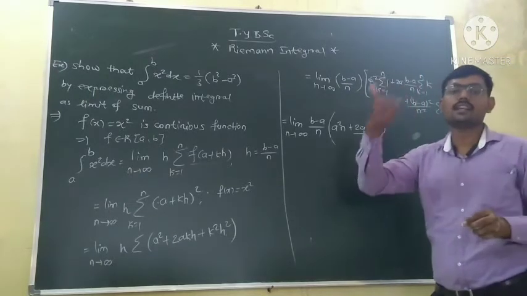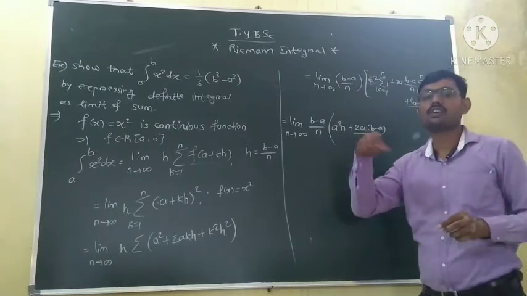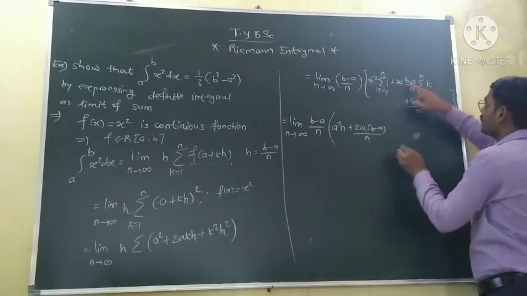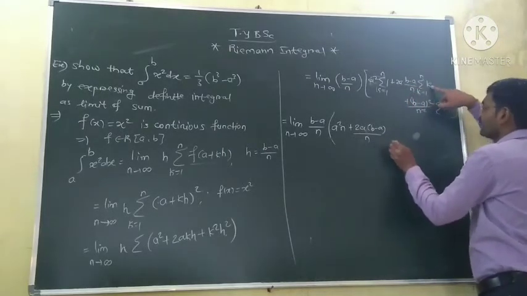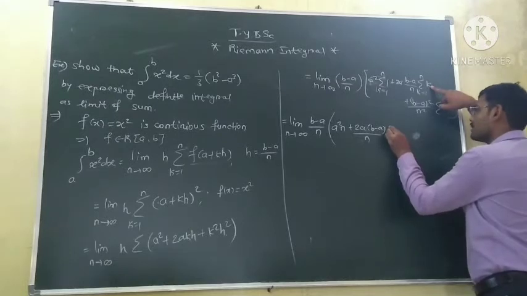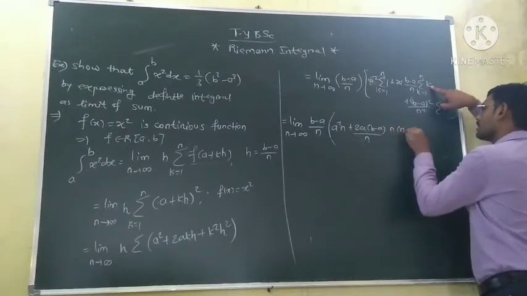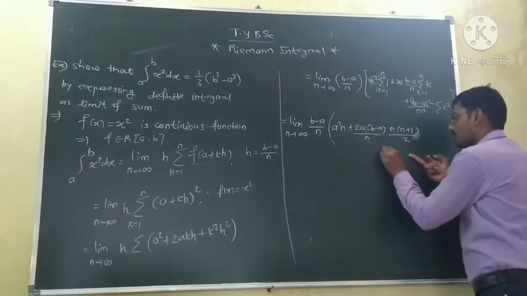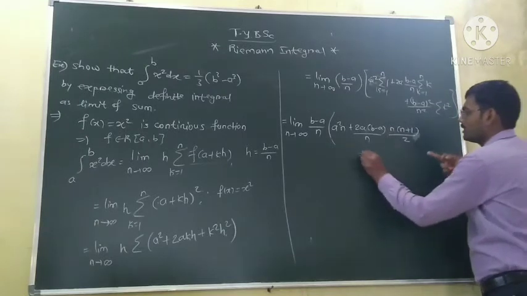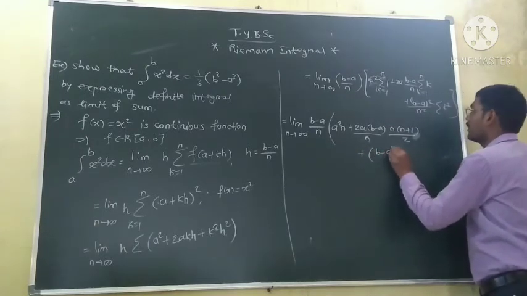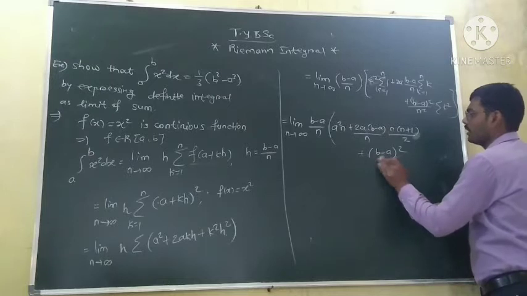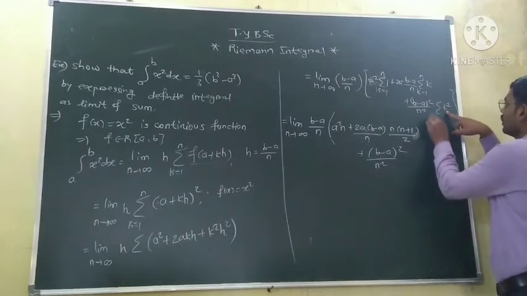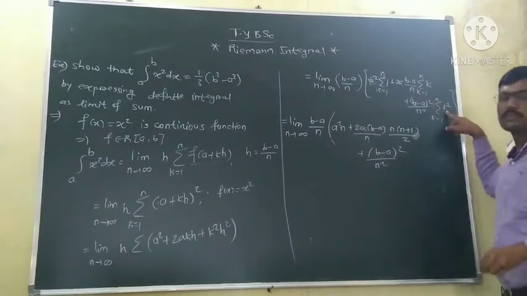That is the sum of the first n natural numbers, and we know the formula for finding the sum of the first n natural numbers. So twice a into (b minus a) upon n as it is, then this sum is equal to n into (n plus 1) upon 2. So the next term we write here, plus (b minus a) whole square upon n square, and the summation of squares of the first n natural numbers.